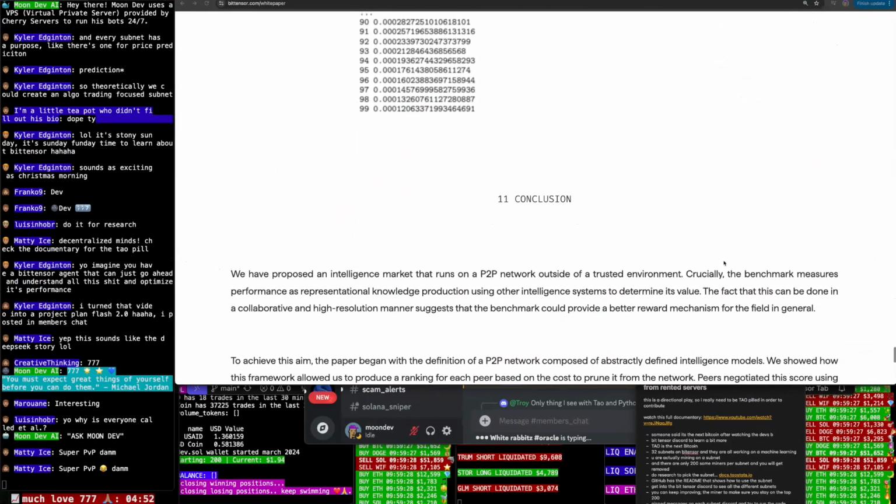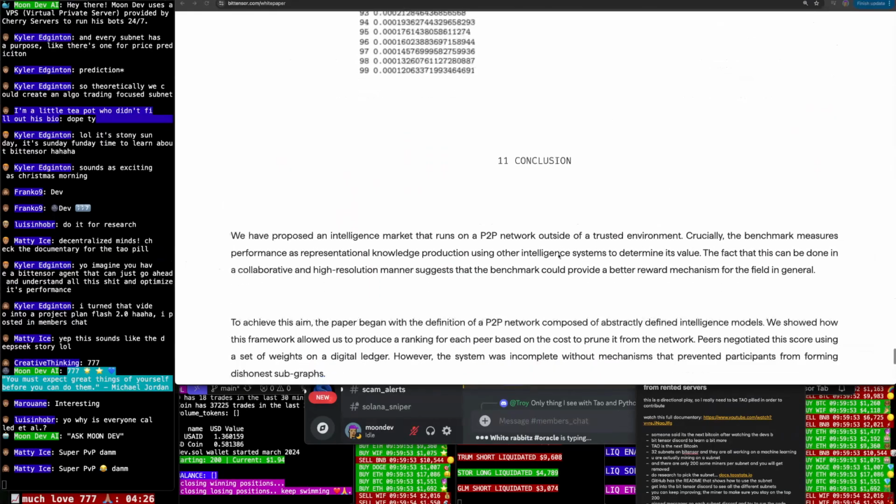Conclusion: we have proposed an intelligence market that runs on a P2P network outside of a trusted environment. Crucially, the benchmark measures performance as representational knowledge production, using other intelligence systems to determine its value. The fact that this can be done in a collaborative and high resolution manner suggests that the benchmark could provide a better reward mechanism for the field in general.